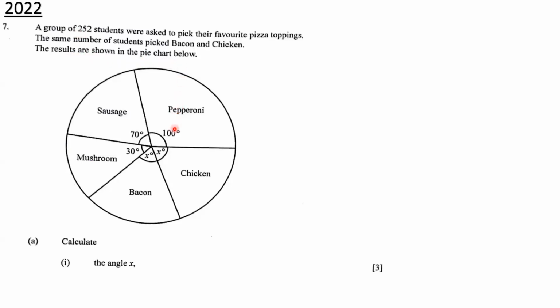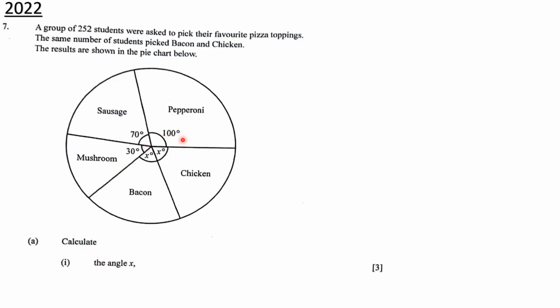So we have 100 degrees, which accounts for the people for pepperoni, X degrees, which accounts for the people in chicken and bacon, because they are the same amount. Mushroom, which accounts for 30 degrees. Sausage, which accounts for 70 degrees. And they want us to figure out how to calculate angle X.